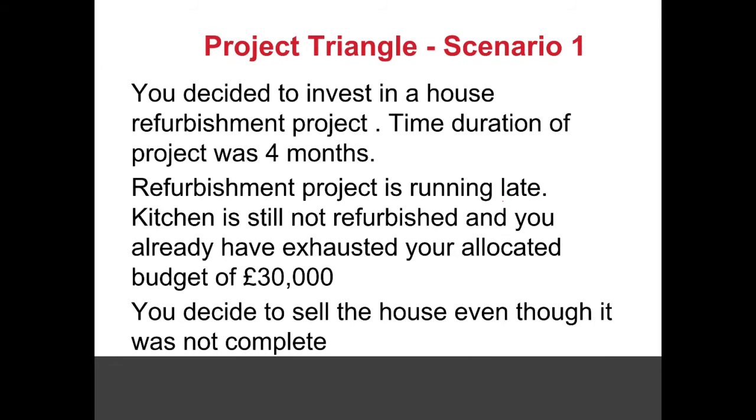So the scenario here is you decided to invest in a house refurbishment project. The time duration of the project was 4 months. The refurbishment project is running late, the kitchen is still not refurbished, and you have already exhausted your allocated budget of 30 grand. You decide to sell the house even though it was not complete. So in this, which aspect has been compromised and which one has been achieved?